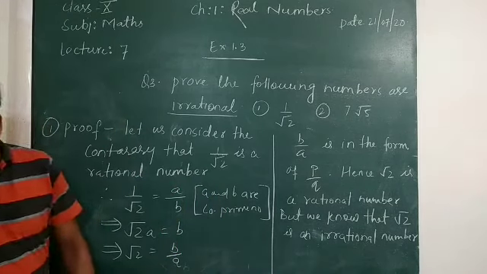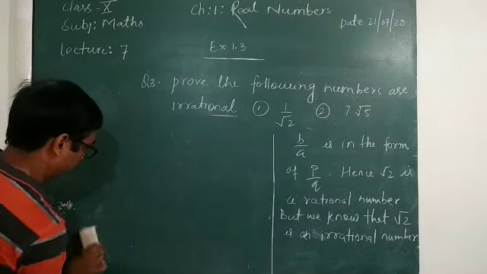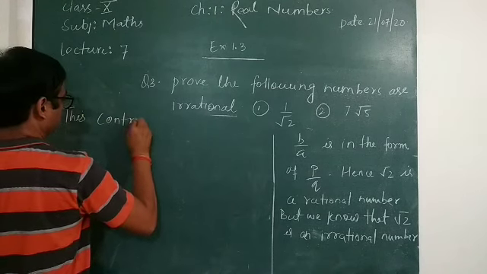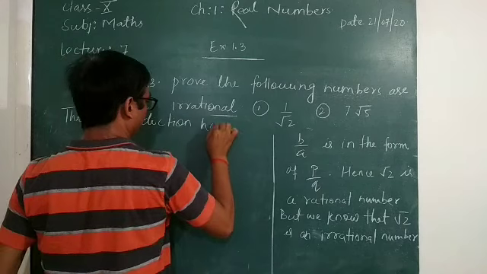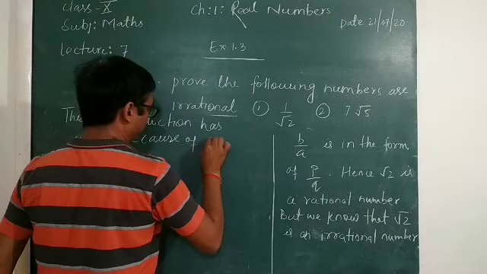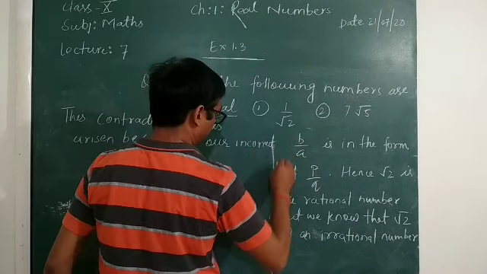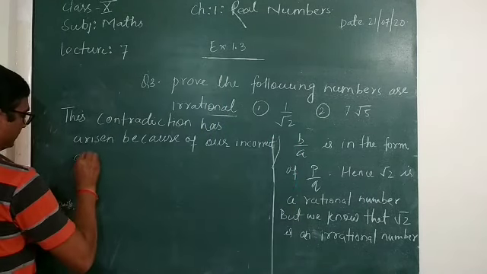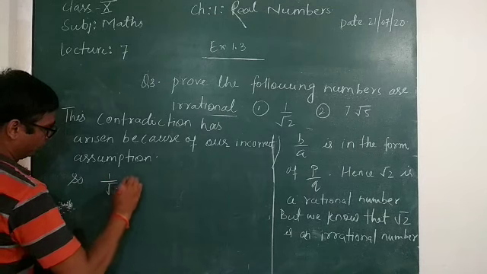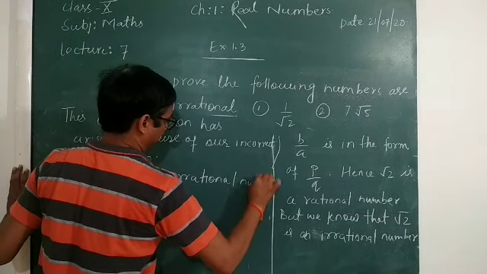So here you can write: this contradiction has arisen because of our incorrect assumption. So 1 by root 2 is an irrational number.